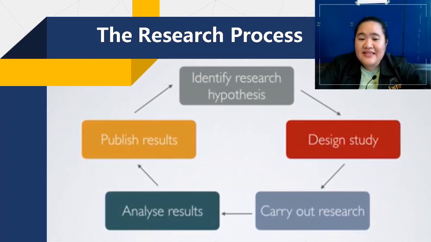So in summary, class, we have here a diagram again. Okay, so in summary, this is the process in doing your research. First, again, you need to identify your research hypothesis. Okay, so your research hypothesis, class, actually came from your problem. So you have your statement of the problem. With your statement of the problem, you're going to formulate your hypothesis. So you are going to identify your research hypothesis.